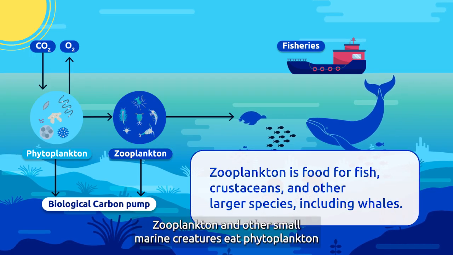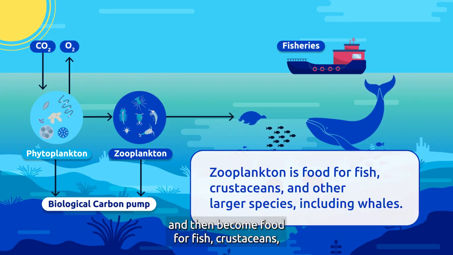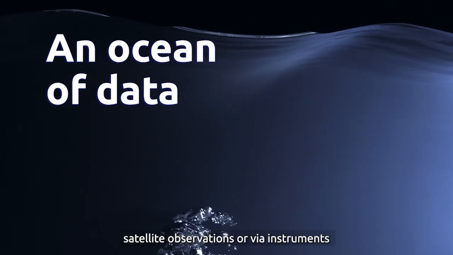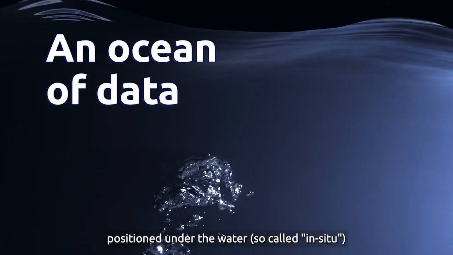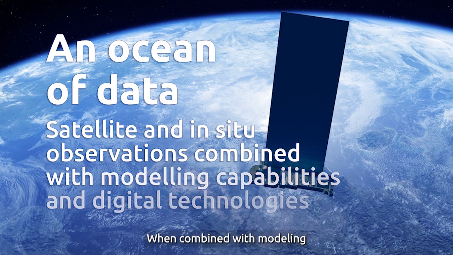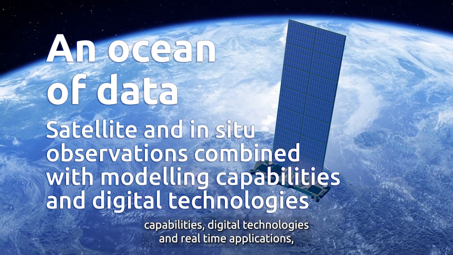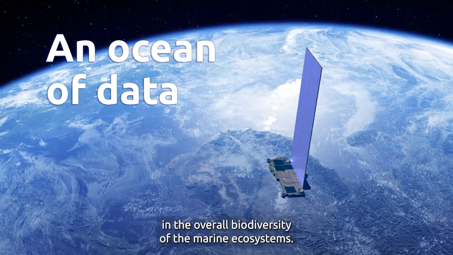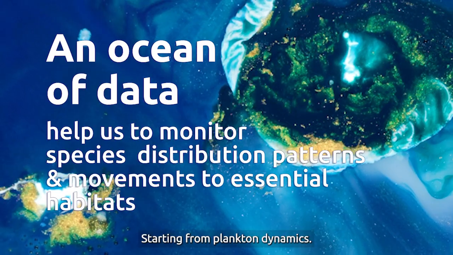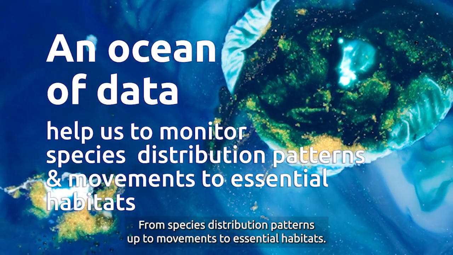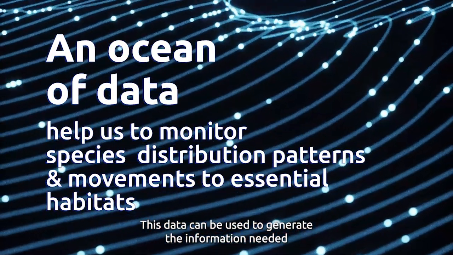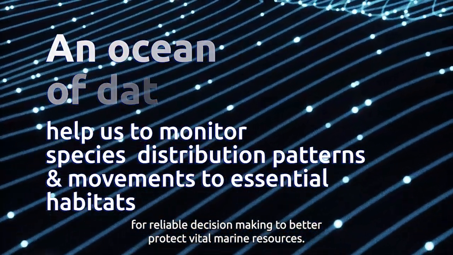Zooplankton and other small marine creatures eat phytoplankton and then become food for fish, crustaceans, and other larger species, including whales. There are a myriad of sensors and instruments that collect data via satellite observations or via instruments positioned under the water, so-called in situ. When combined with modeling capabilities, digital technologies, and real-time applications, they give us the ability to significantly monitor changes in the overall biodiversity of the marine ecosystems, starting from plankton dynamics. From species distribution patterns up to movements to essential habitats, this data can be used to generate the information needed for reliable decision-making to better protect vital marine resources.